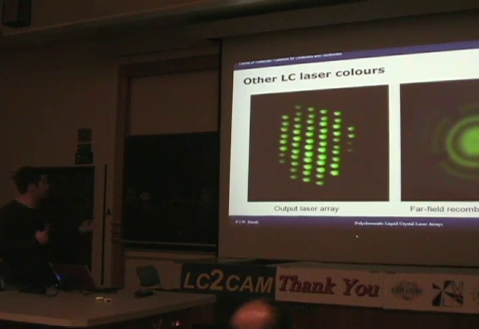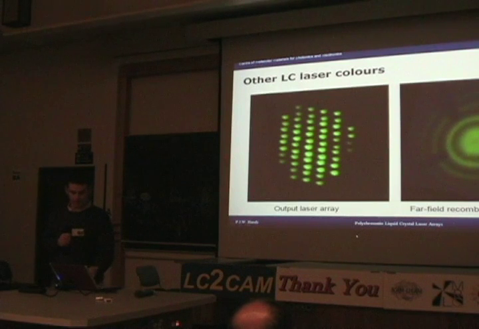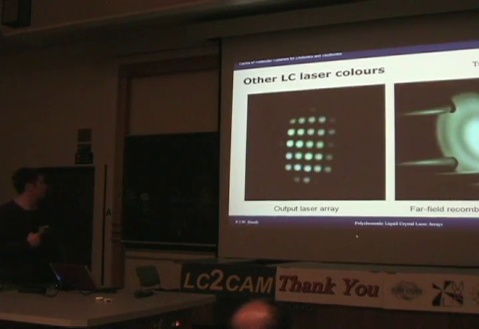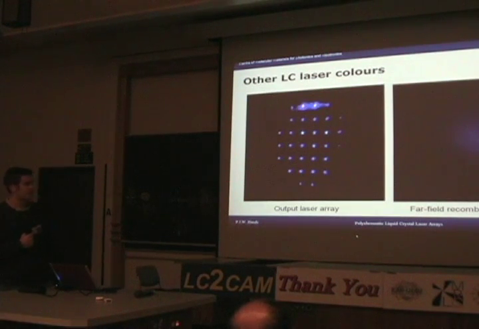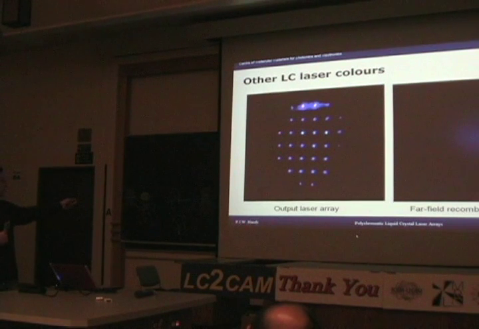We continue this by maintaining the coumarin dye, but changing the chiral dopant and the concentration. And we can create a turquoise laser at 500 nanometers and a blue laser at 478 nanometers. There's a little bit of purple coming through in this image, which is the pump leaking through as well. But the laser emission there is blue.